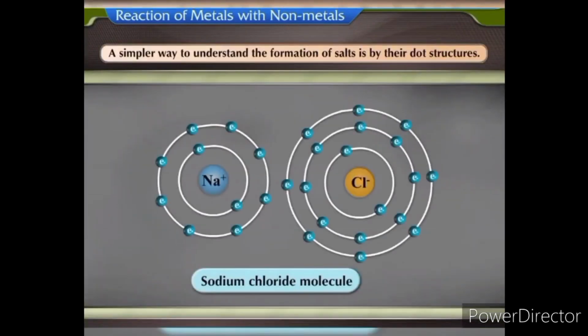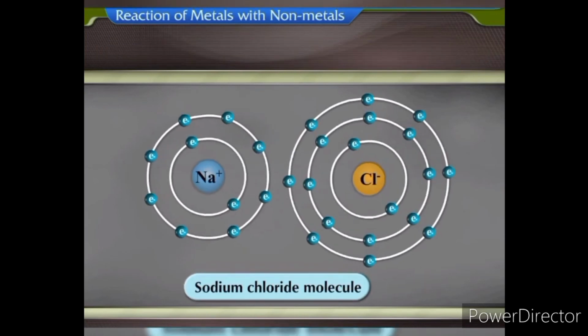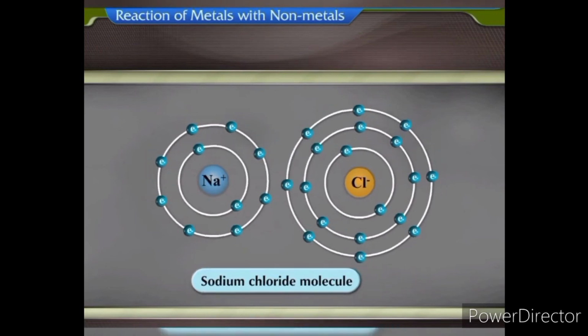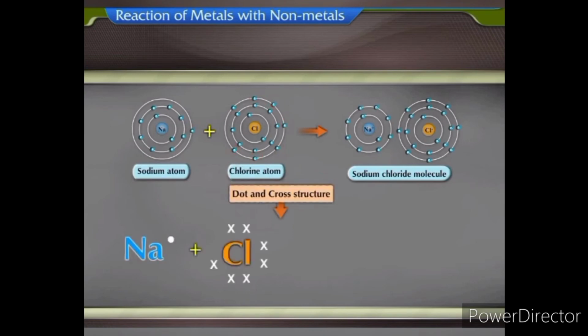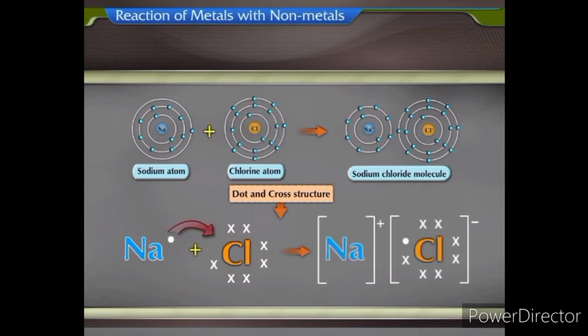A simpler way to understand the formation of salts is by their dot structures. Consider sodium chloride. It consists of 1 atom each of sodium and chlorine. The single valence electron of sodium is represented by a dot. The 7 valence electrons of chlorine are represented by crosses. The single valence electron of sodium is accepted by chlorine to form sodium chloride.